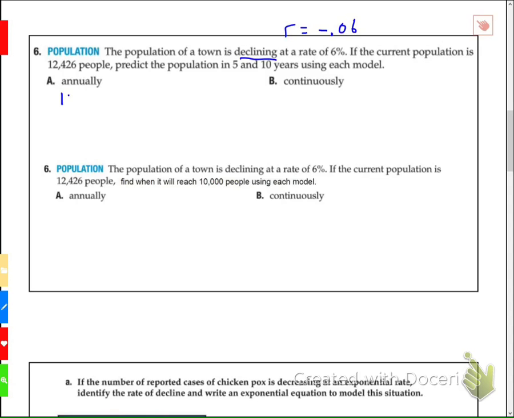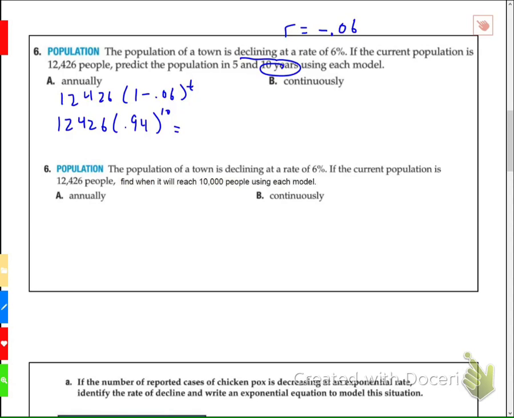If I do 12,426 people, and I've got 1 minus 0.06 to the t, and let's just go with 10 years here. We'll do that, 0.94. That's where we've got a number that is less than 1, so the exponential function will look like that. And I'm going to put in 10 right here. Let's see what that gives us.